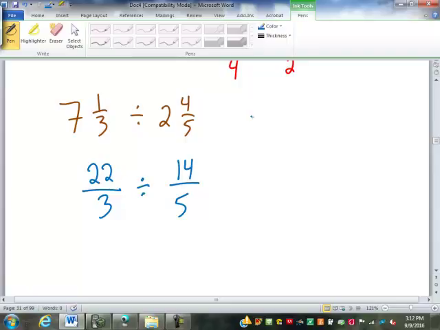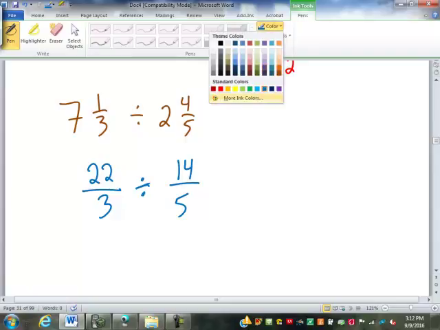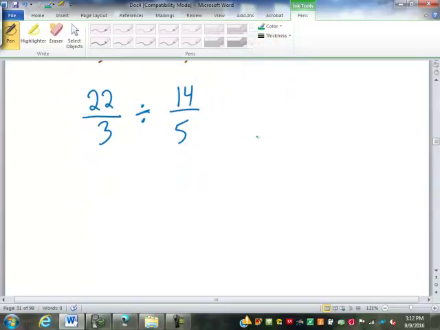Well, no, not only is there nothing that would cross-cancel, but it's still division at this point. We can only cross-cancel in multiplication. So the first number never changes, so 22/3. The second number, we flip it over, we take the reciprocal. 14/5 becomes 5/14. Now it's multiplication. What do we want to do next? Before we multiply, now we can cross-cancel. 22 and 14 both can be divided by 2, giving me 11 and 7.